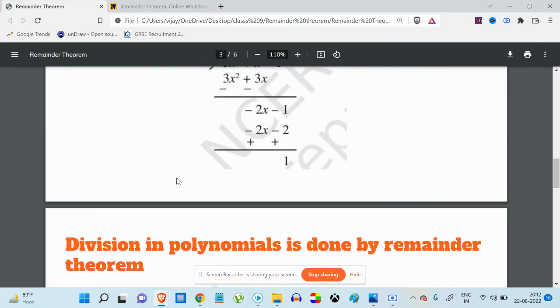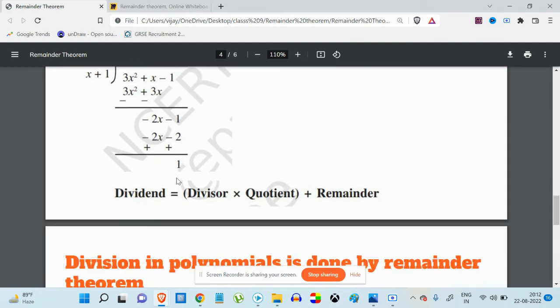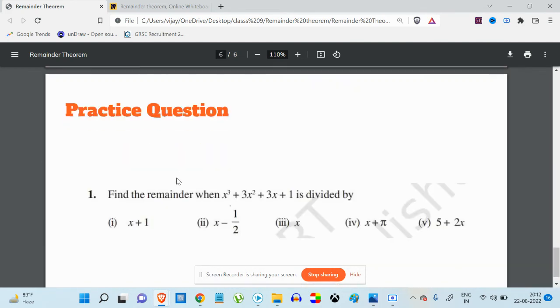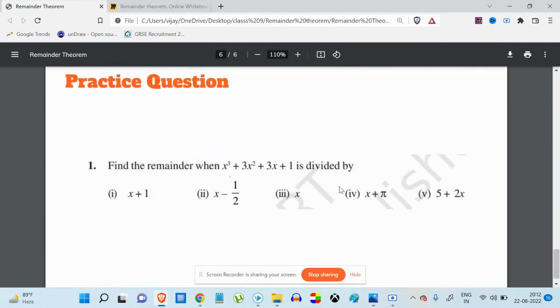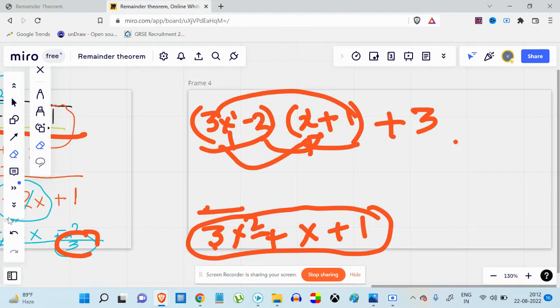This is nothing but the remainder theorem which I wanted to discuss. You can practice the examples. Let me do one example. Suppose the simplest one, let's pick it up so that we can quickly go through that. Okay, let's do this one: x divided by x cube plus 3x square plus 3x plus 1. Okay, so let's do that.